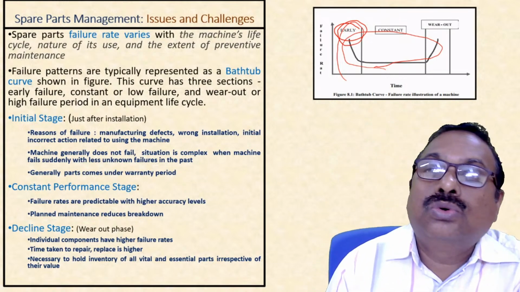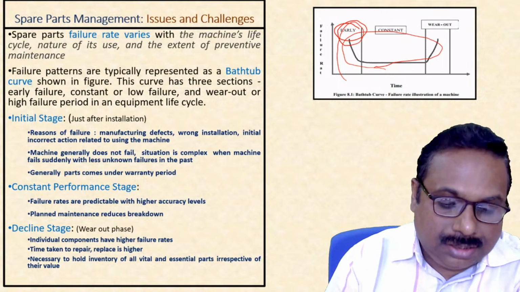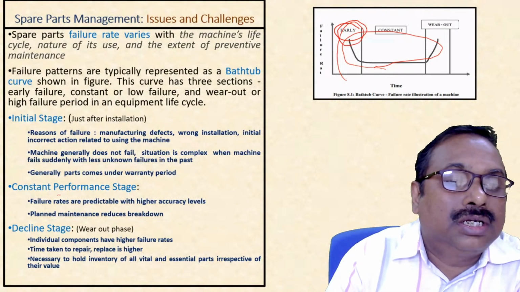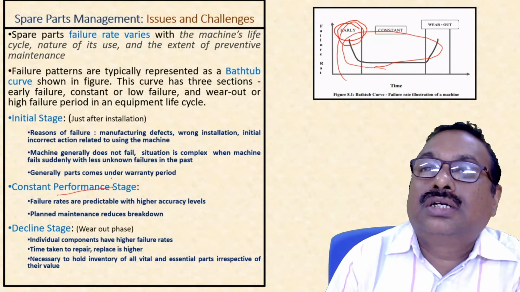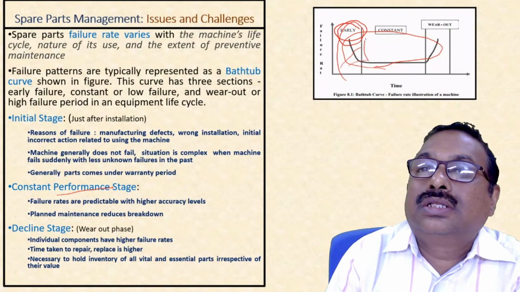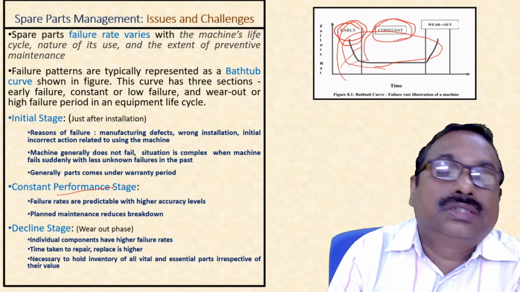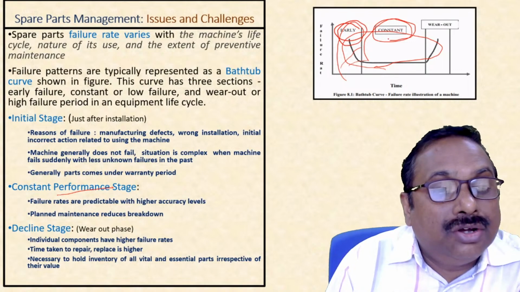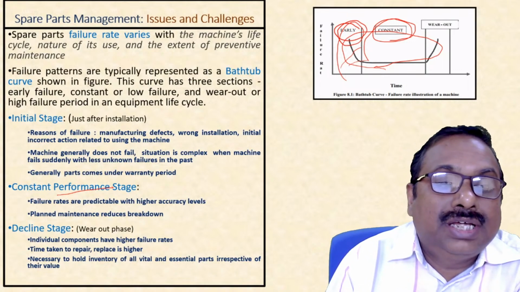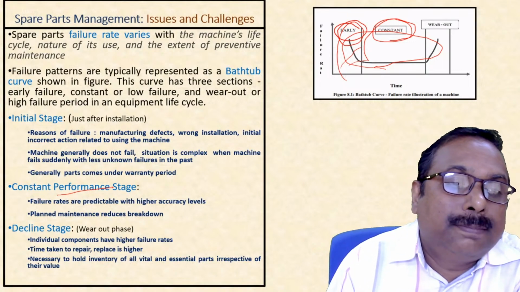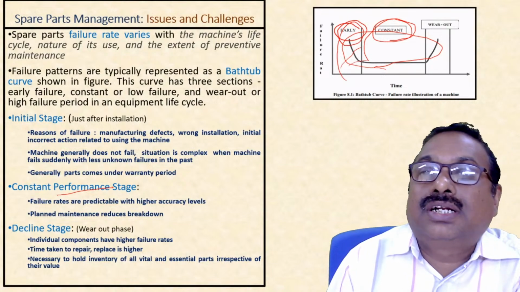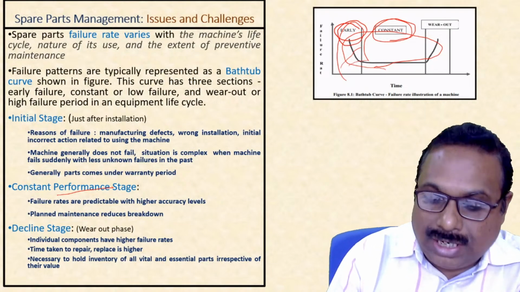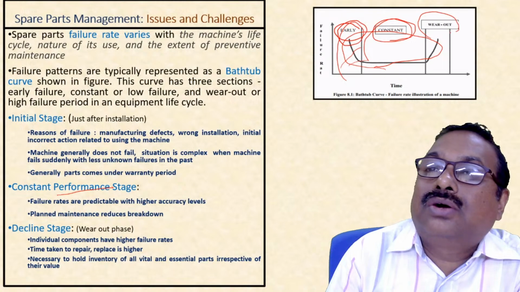Then coming to the constant performance stage. So here, this is the constant. Here failure rates are predictable with higher accuracy levels. Plant maintenance reduces breakdown. Last one is wear out.